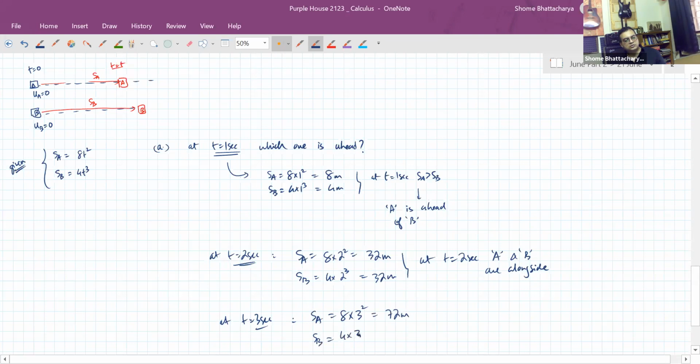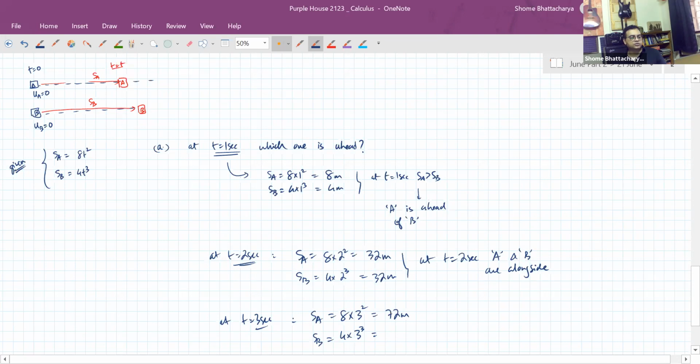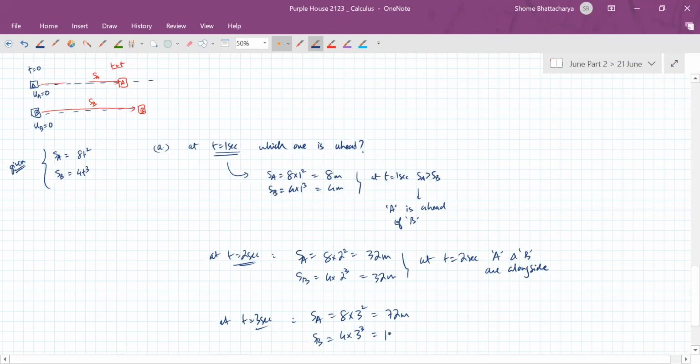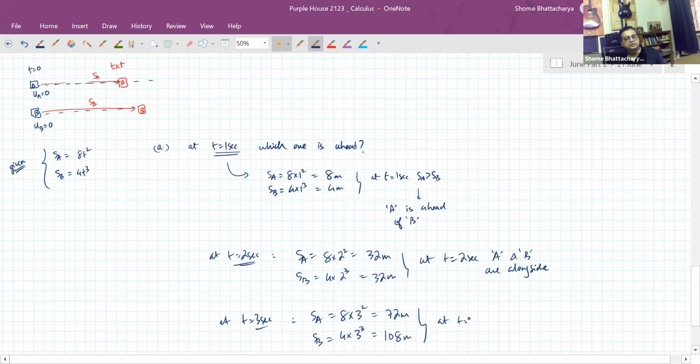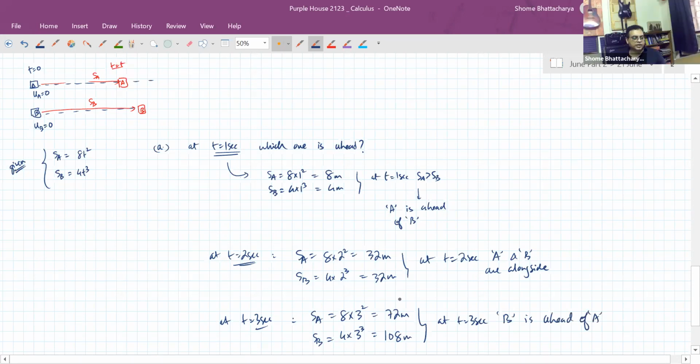So this will become 3 to the power 3, which is 27 into 4. So that is becoming 108 meters. So now you can see that at t equal to 3 seconds, B is ahead of A. So that means, exactly at 2 seconds, B is overtaking A. Initially, A is moving faster, but then at 2 seconds, B is overtaking A.